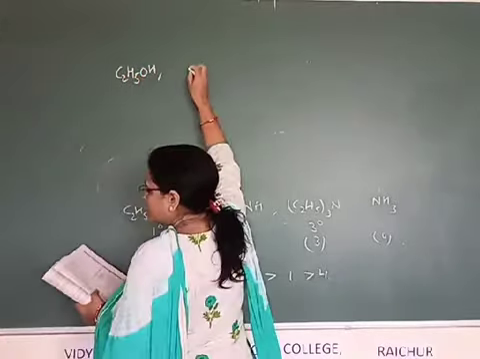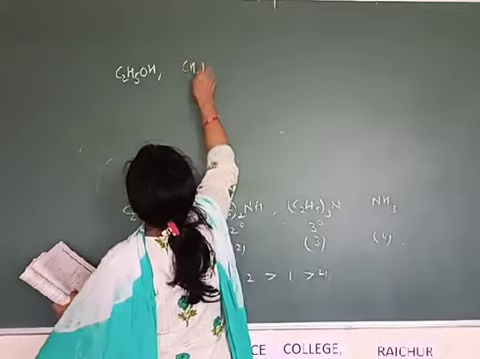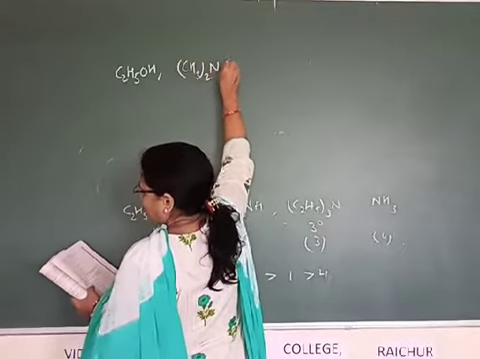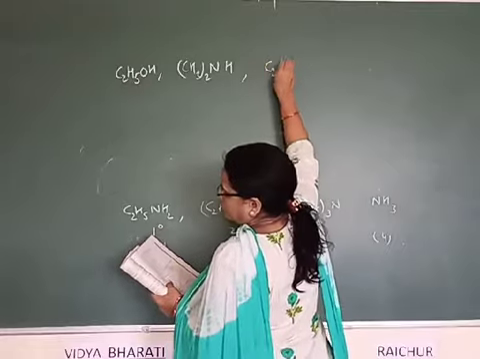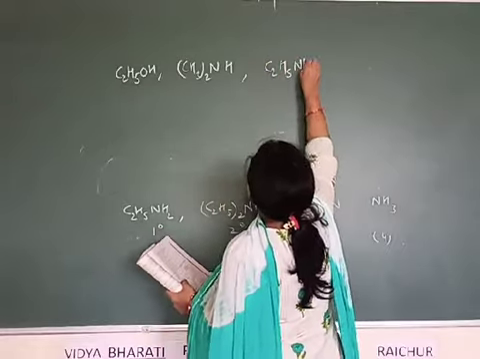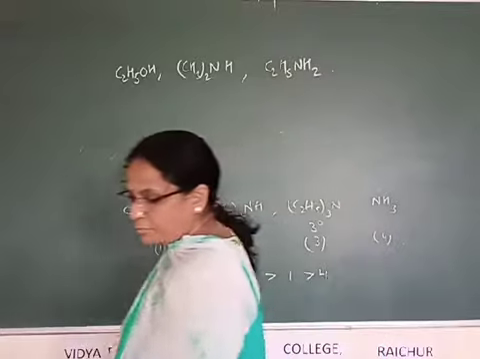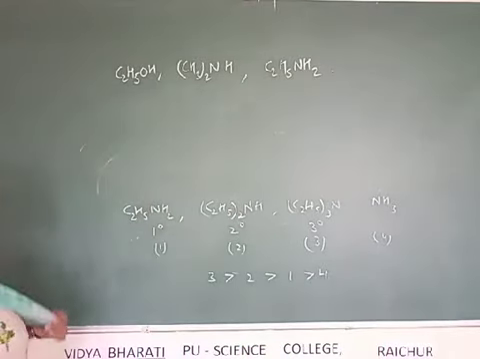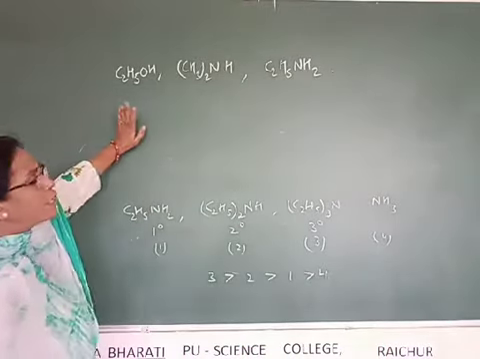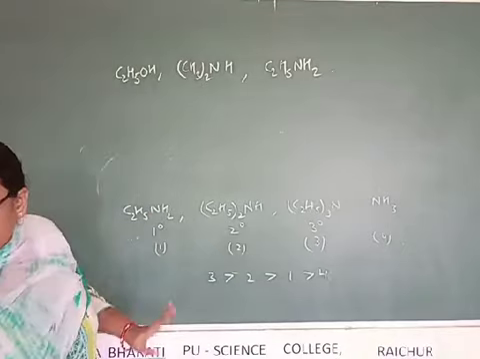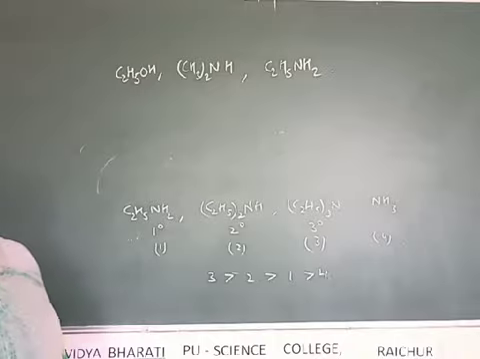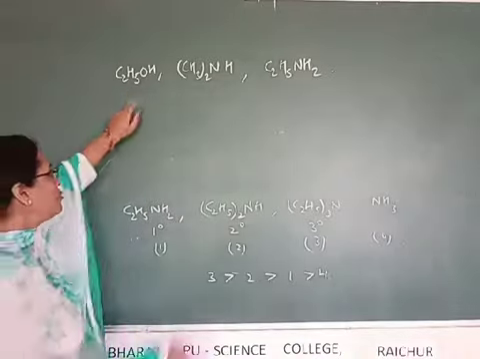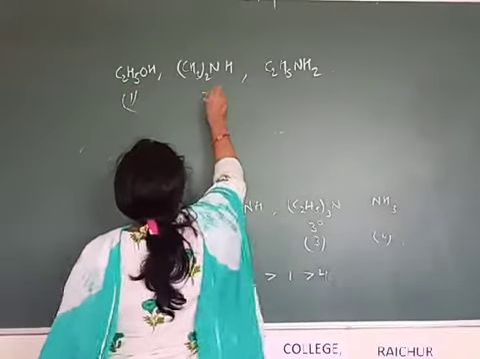The next given is that you have to arrange the given compounds in increasing order of boiling point. Ethanol, dimethylamine, ethanamine. These three compounds are given. You have to arrange in increasing order of boiling point. So out of amine and alcohol, which will have higher boiling point? Alcohol. So maximum boiling point will be of alcohol.